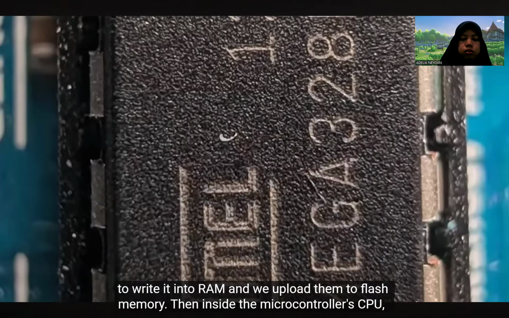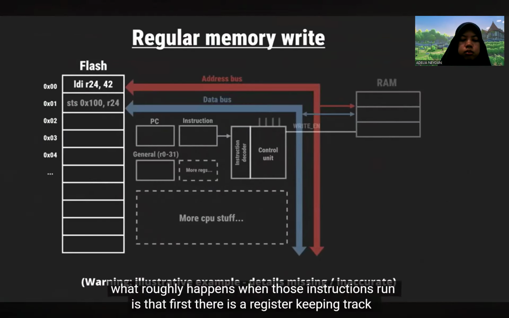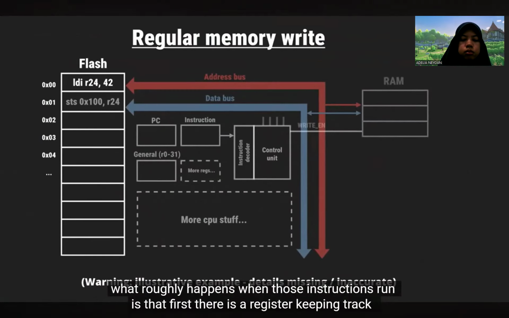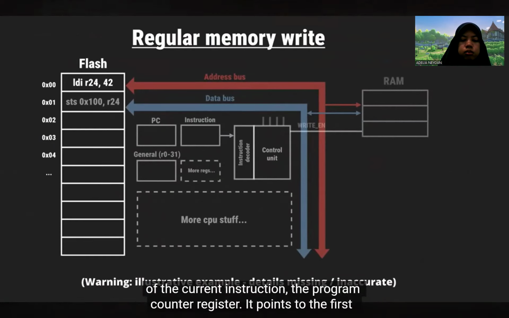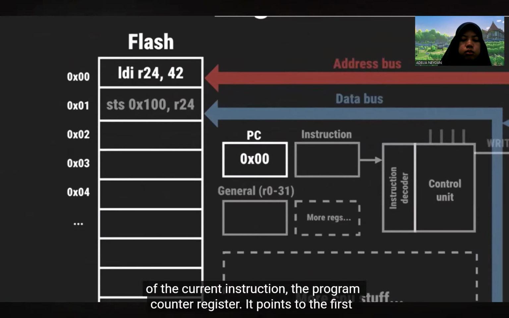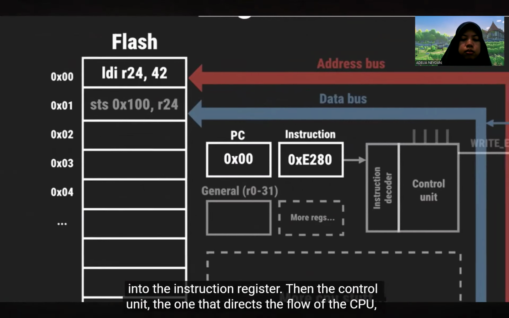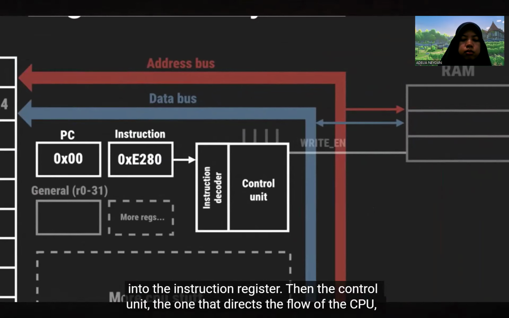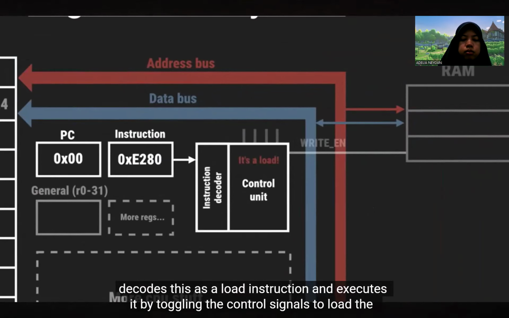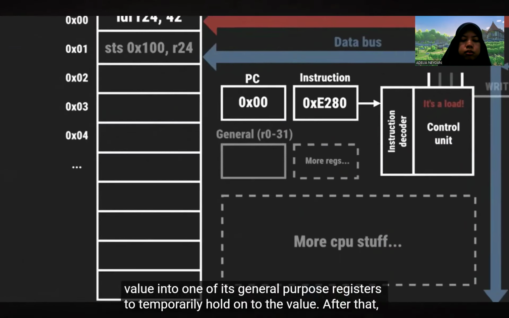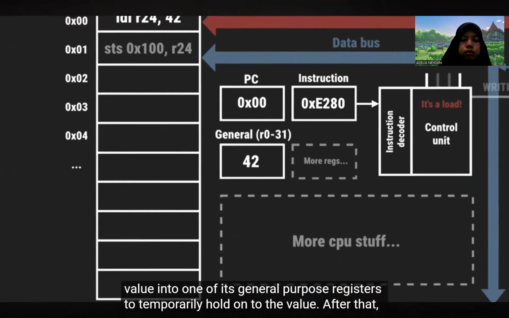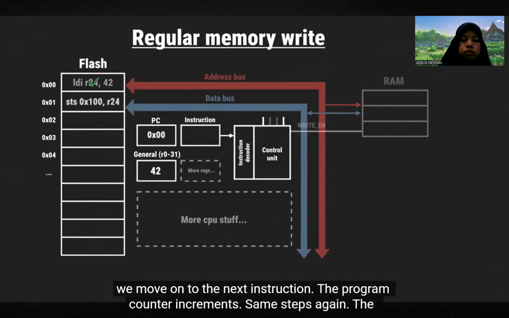Then, inside the microcontroller, what roughly happens when those instructions run is that first there is a register keeping track of the current instruction, the program counter register. It points to the first instruction, and for the CPU to understand what it's supposed to do, it loads this instruction into the instruction register. Then the control unit, the one that directs the flow of the CPU, decodes this as a load instruction and executes it by toggling the control signals to load the value to one of its general purpose registers to temporarily hold on to the value. After that, we move on to the next instruction. The program counter increments. Same steps again.